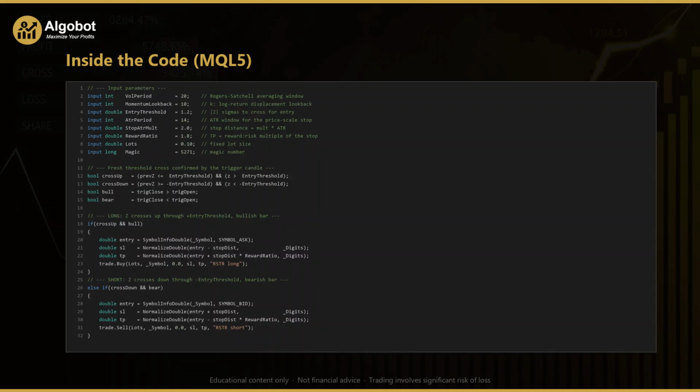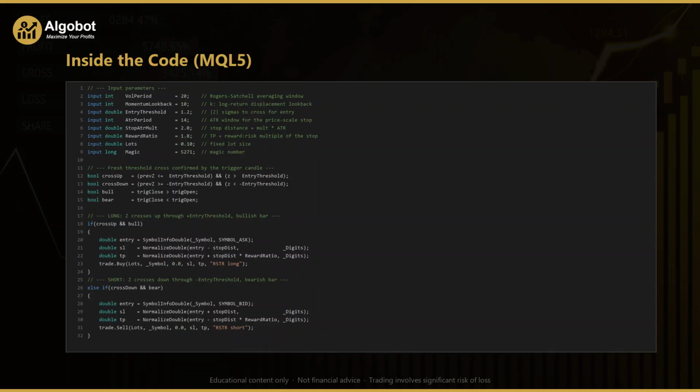Cross-up is true when the previous z-score was at or below the threshold and the current one has moved above it. Cross-down is the mirror for a downward cross of the negative threshold. Bull and bear simply check whether the confirming candle closed above or below its open.